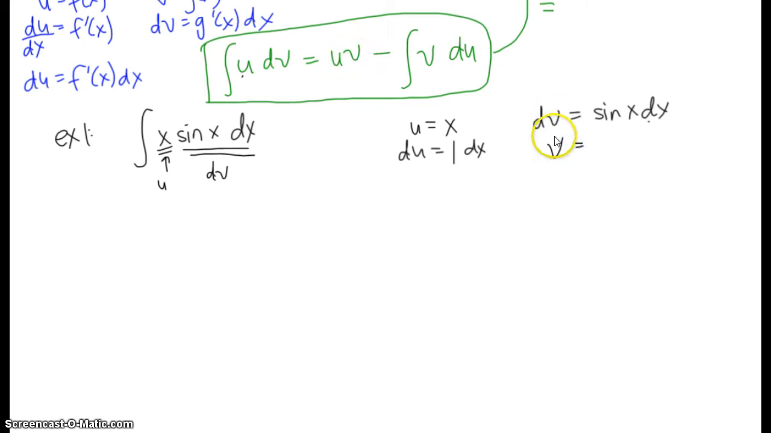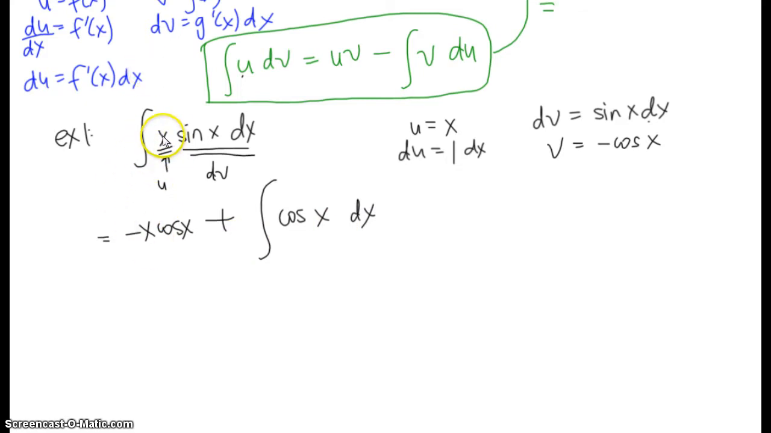So the antiderivative of dv is negative cosine x. And then once you've set that up, it's just the formula. So the integral of u dv is equal to uv minus the integral of v du. So uv is x times negative cosine x, minus the integral of v du. So v is negative cosine x, du is dx. Okay.